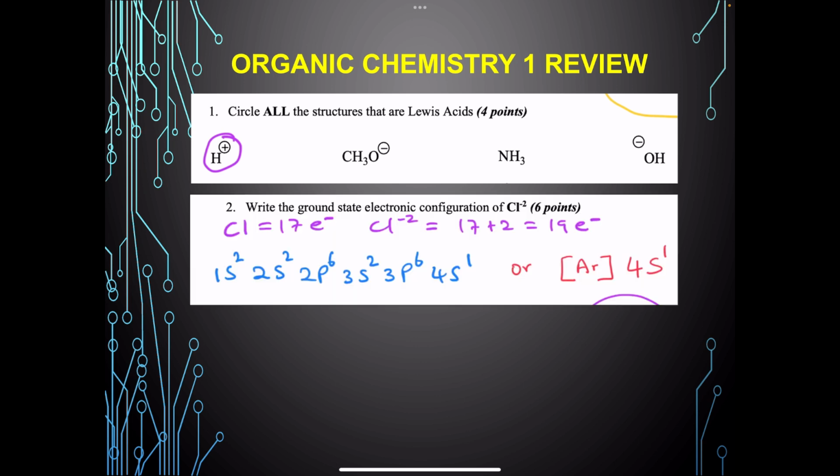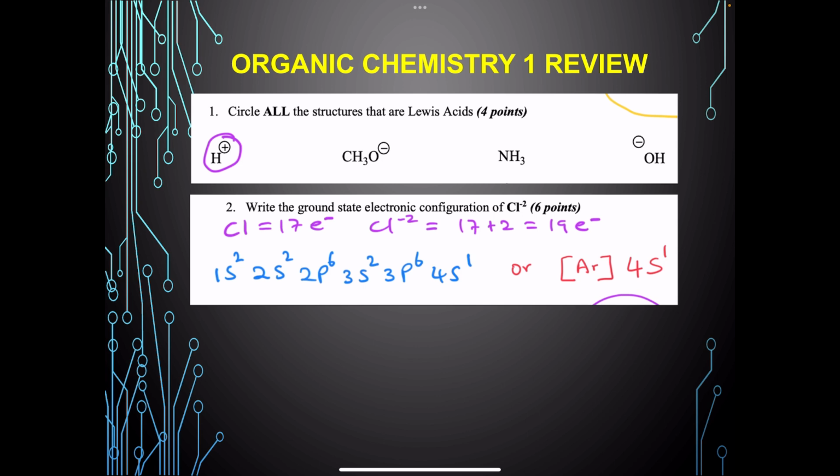Question 2. Write a ground state electronic configuration, or electron configuration, of chloride with a charge of -2. So chlorine ion with a charge of -2. If you look at the periodic table, you'll see that chlorine has 17 electrons, but chloride with a charge of -2, the only way you can have a charge of -2 is if you have an excess of 2 electrons, so that means you take 17 plus 2, and now you're looking at 19 electrons. So chlorine with a charge of -2 will have 19 electrons.